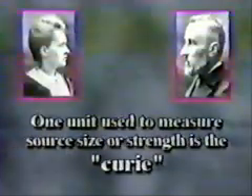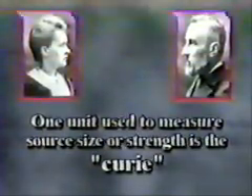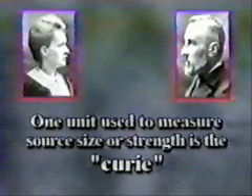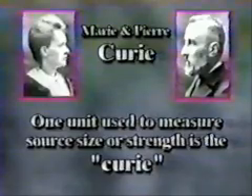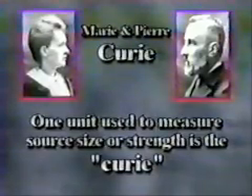A disintegration is said to have occurred when the nucleus of a radioactive atom expels its excess energy in the form of particles or waves, or both. One unit used to measure source size or strength is the Curie, named in honor of Marie and Pierre Curie, who isolated radium from pitchblende in 1898.